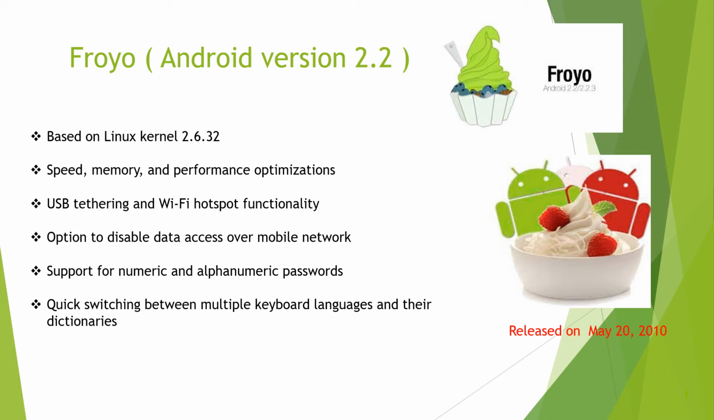Other features included the USB tethering and Wi-Fi hotspot functionality was made available, and there was option to disable data access over mobile network. So you could off your mobile data, and support for numeric and alphanumeric passwords. So support for both numeric and alphanumeric passwords was not there in the previous versions of Androids, and this feature was introduced in Froyo. And another feature was quick switching between multiple keyboard languages and their dictionaries. So you could switch between various languages of your interest. So these were some of the features introduced in Froyo.